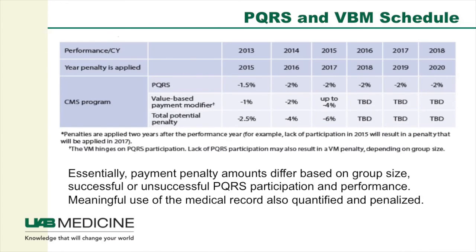This is a busy slide, and I'm not going to talk about it other than to say that the penalty amounts differ based on the group size, whether they're successful in the participation in the PQRS process, and then meaningful use of the medical record. What is meaningful use? It's the first time I brought this up, but it means that the government paid you all, which they did at $44,000 per practitioner, if you participated early on to develop these systems. If we're going to provide money for an electronic health record, you guys need to participate in it.